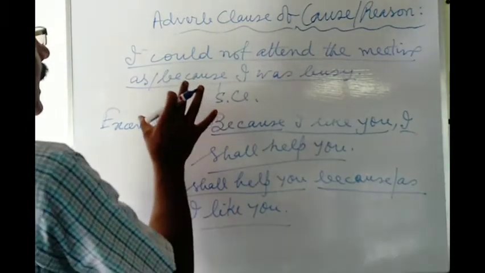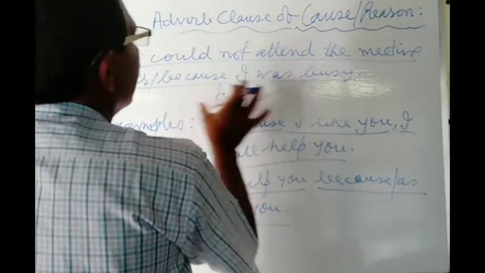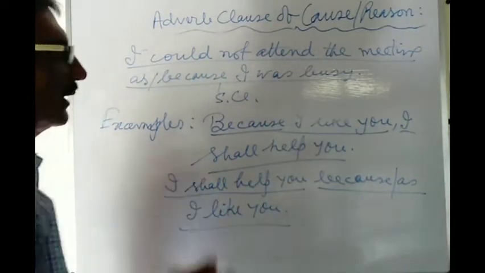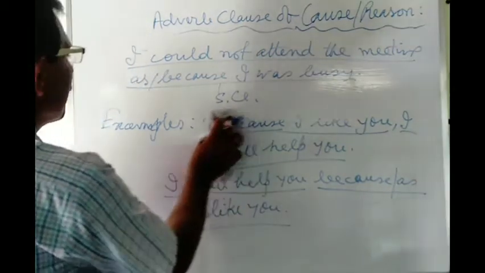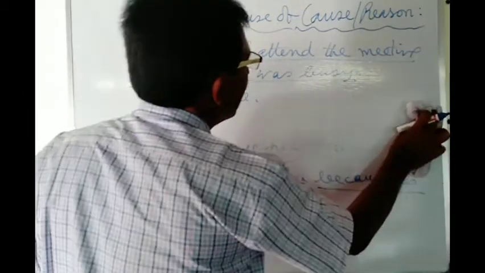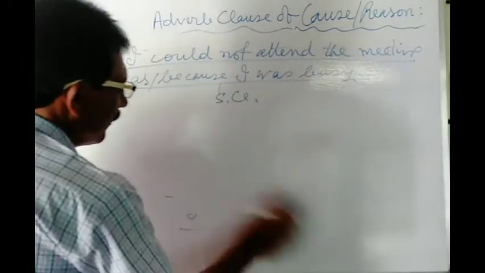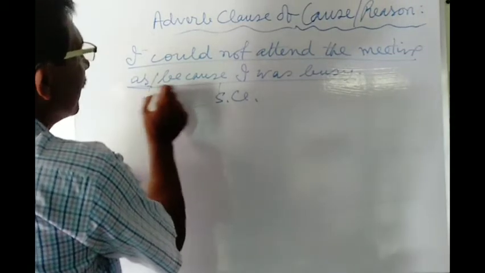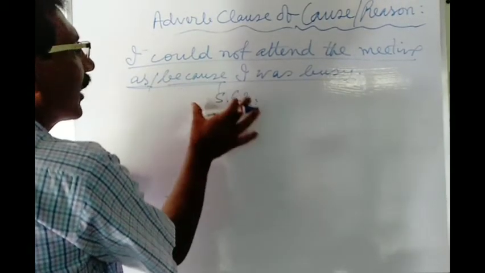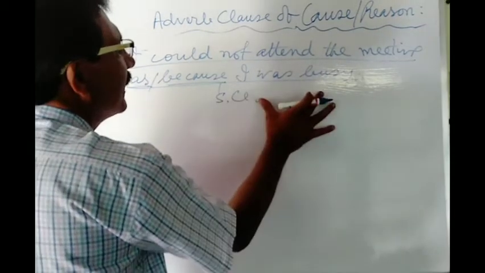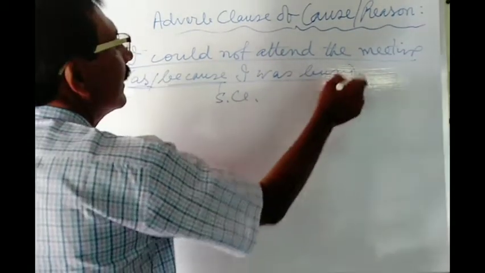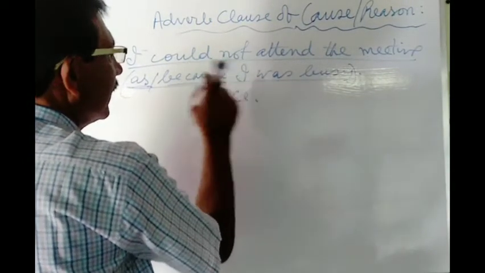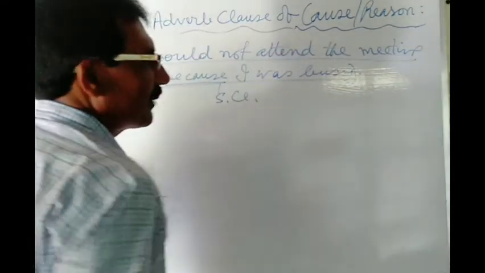Not to attend, because of my busyness, I could not attend the meeting. Here this is the point. At the time of using such type of complex sentence by using adverb clause of cause or reason, you may use such type of subordinating conjunction, either as or because, at the beginning of the subordinating clause. As or because I was busy, this is the subordinating clause, and this subordinating clause is used just after the principal clause. I could not attend the meeting, this is the principal clause.